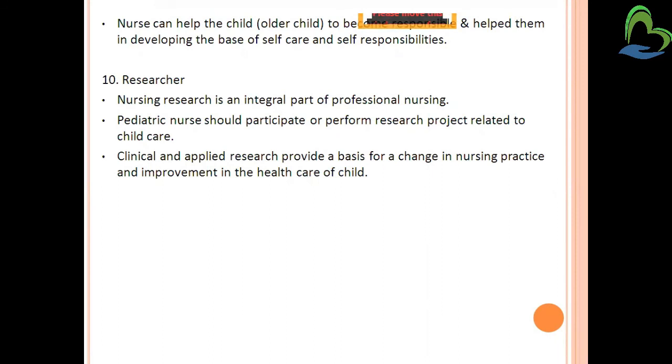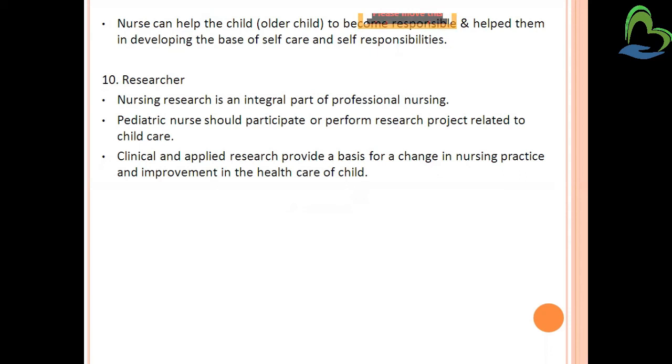And next role is as a researcher. Nursing research is an integral part of professional nursing. So this is one of the important integral parts in professional nursing. Pediatric nurse should participate or perform research projects related to child care. As a pediatric nurse, the nurse should take part in various research projects that are related to child care. Clinical and applied research provide a basis for a change in nursing practice and improvement in the health care of child.